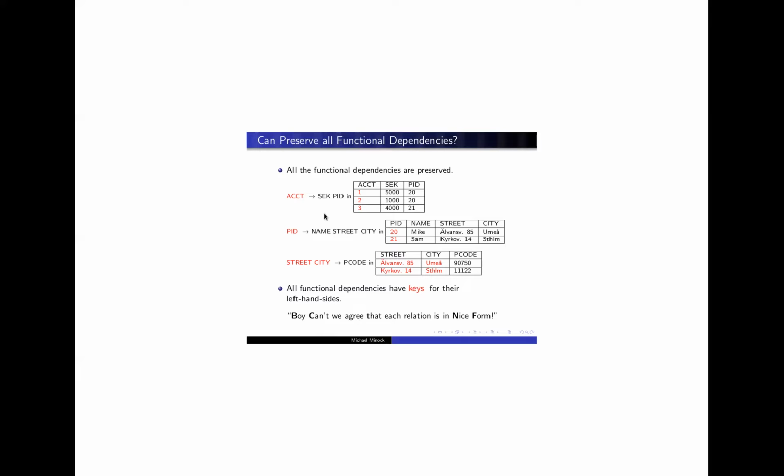This form happens to be something called Boyce-Codd normal form. Can't we agree each relation is in a nice form, BCNF, which actually stands for Boyce-Codd, two people, normal form. This is actually what we're after. We're after doing decompositions that are in what's called Boyce-Codd normal form. So let's just recap here. I'm going to do a lot of work on the paper later so that we can build up some more intuition about this.